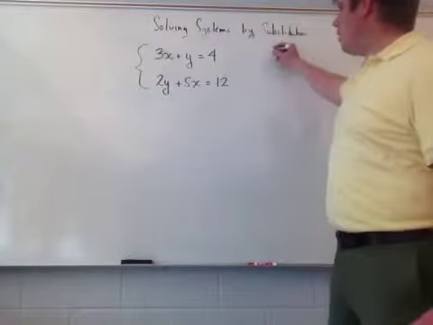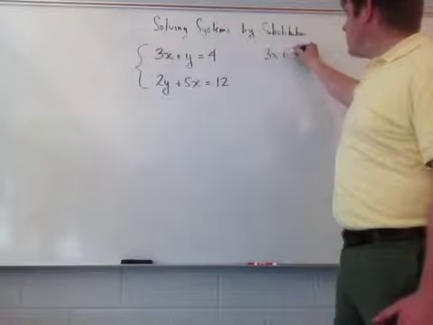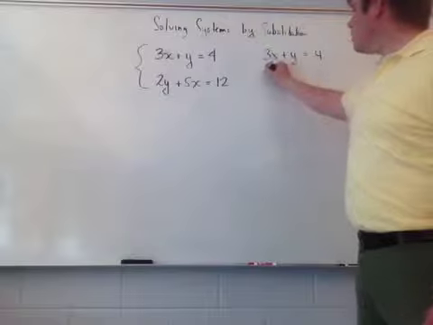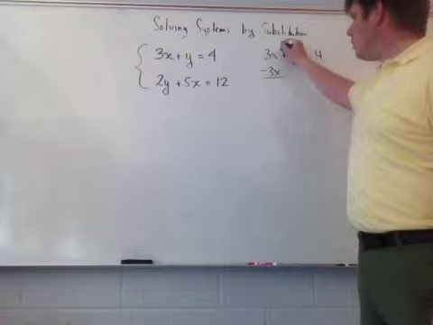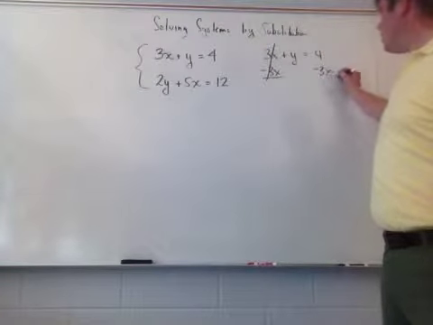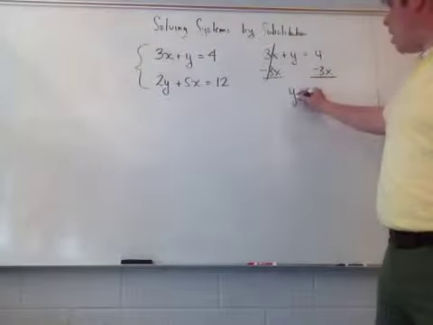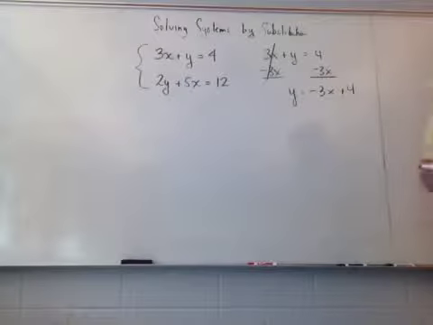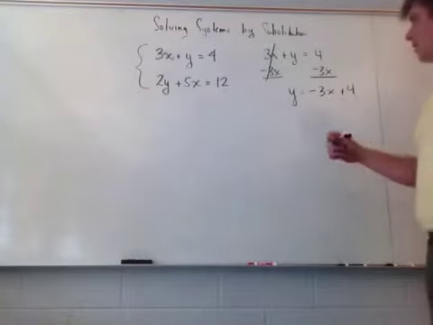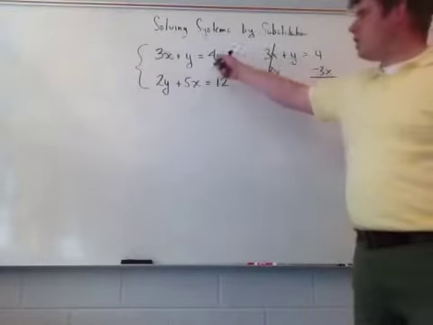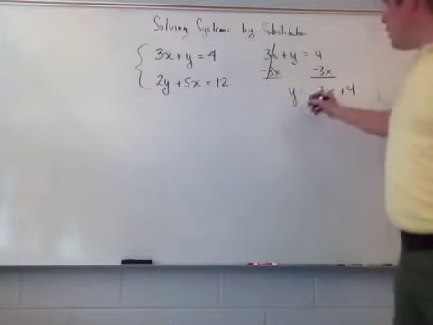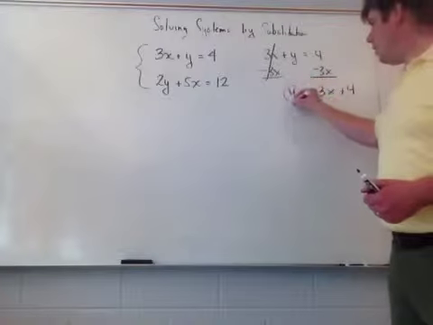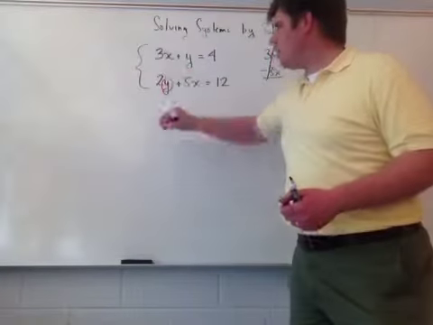So I'm going to write this problem up as 3x plus y equals 4, and I'm just going to solve for y. So minus 3x, that goes away. What I'm left with is y is now equivalent to negative 3x plus 4. So why is that significant? Well, I haven't changed any of the variables over here. This y over here is still the same exact y as this one.